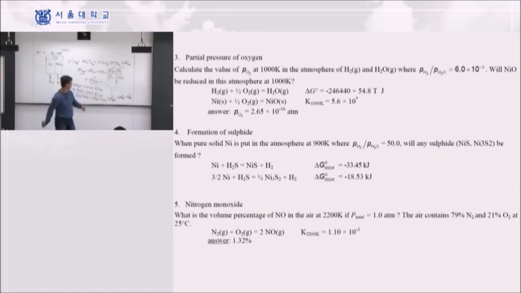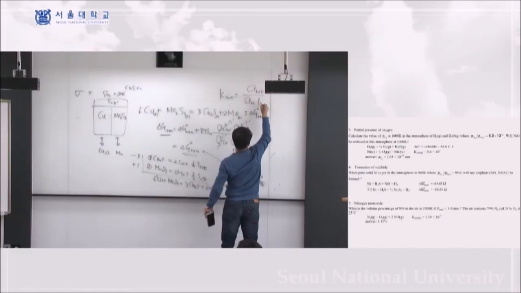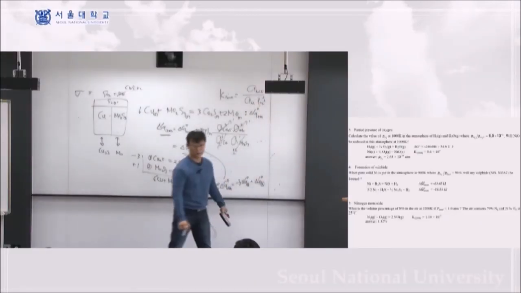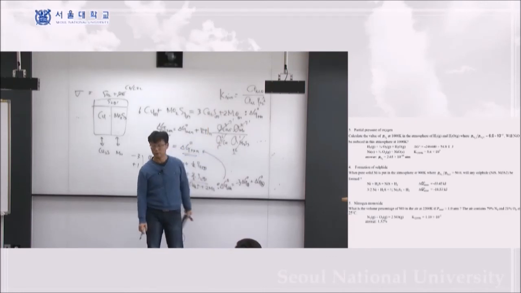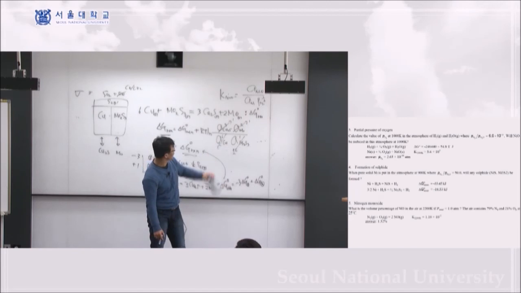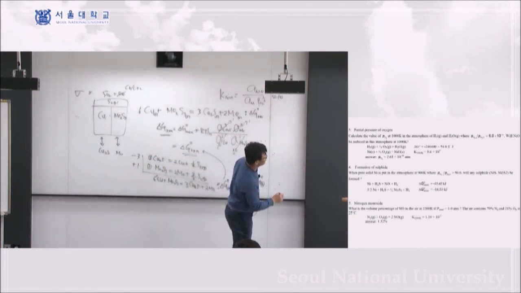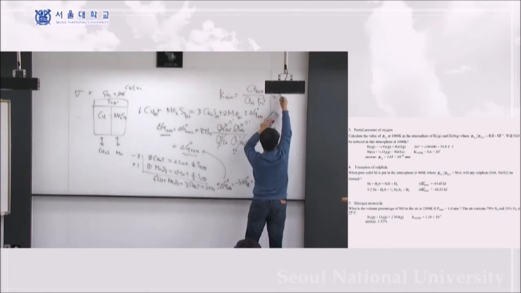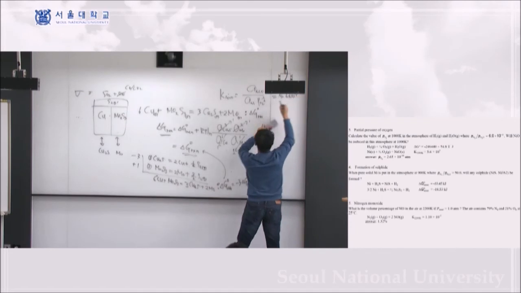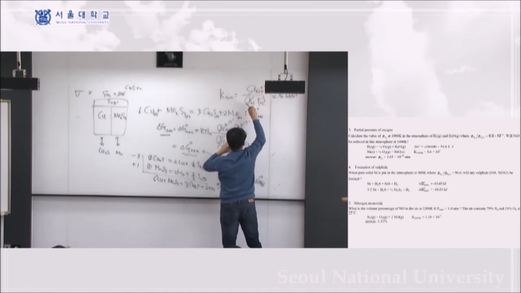Understand? So, question number 2. The equilibrium constant is the activity of nickel oxide over the activity of nickel times PO2. So this is what it means here. That's the equilibrium constant for that chemical reaction at this condition, and this is given as like 10 to the what? 5.6, 10 to the 7. This is 1, this is 1.